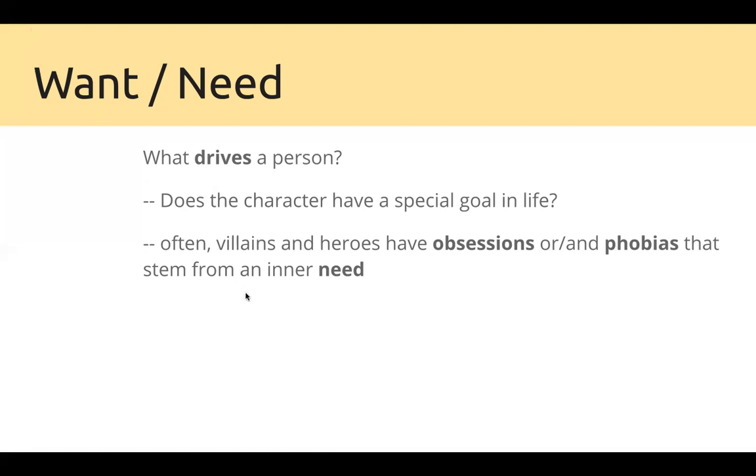Okay, often a character might have even an obsession about some specific thing that they want, but it's not what they really need. Or they could have a phobia. And that could be a story element. They could, for instance, fear all kinds of fire and flames. And what they really need is to get rid of that fear.